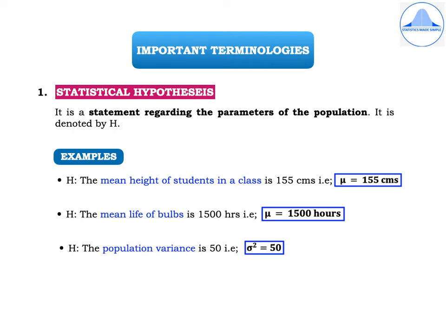So if you observe these three examples, we have only parameters which are present. That is mu and sigma square. Similarly, you can have any statement regarding sigma also. So remember that a statistical hypothesis is a statement regarding only the population parameters.